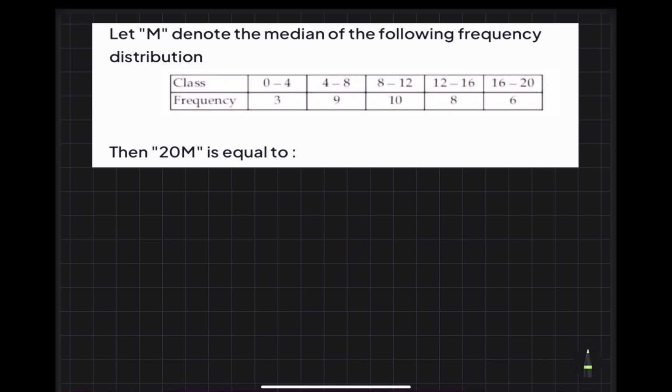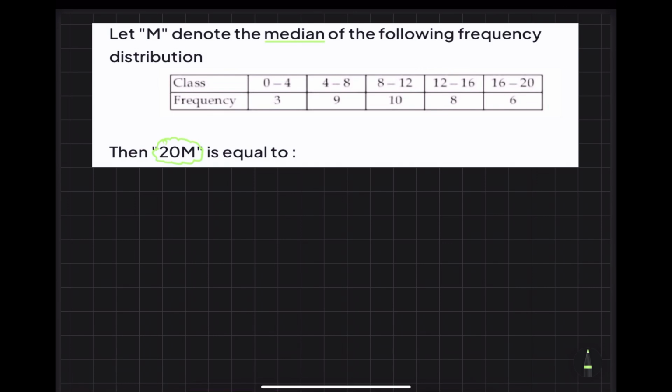So, we got a wholesome new problem which says let M denote the median. In this question, we have to find out the median of the following frequency distribution. So, we have a frequency distribution for which we have to find the median. Then the value of 20M is. Okay. Now be super slow.